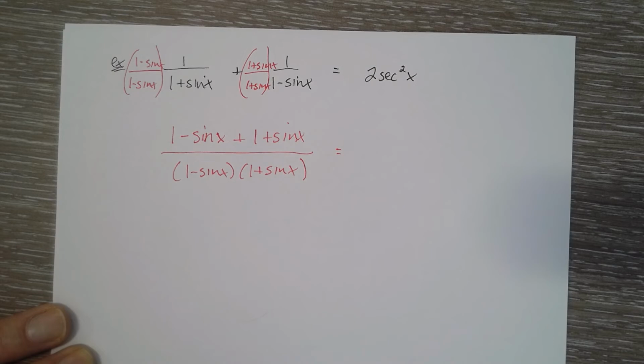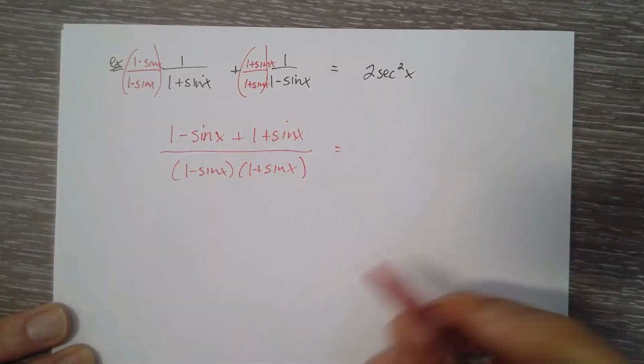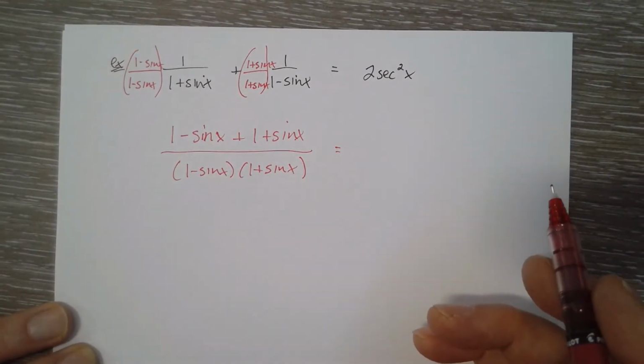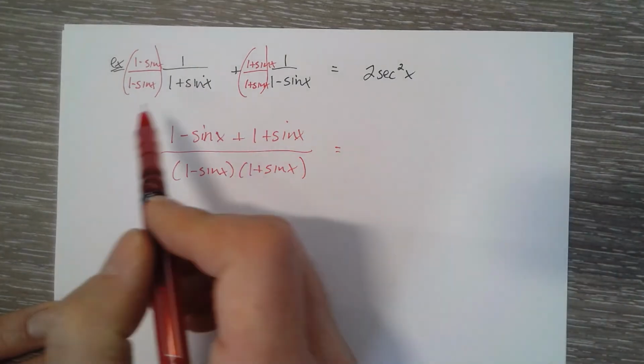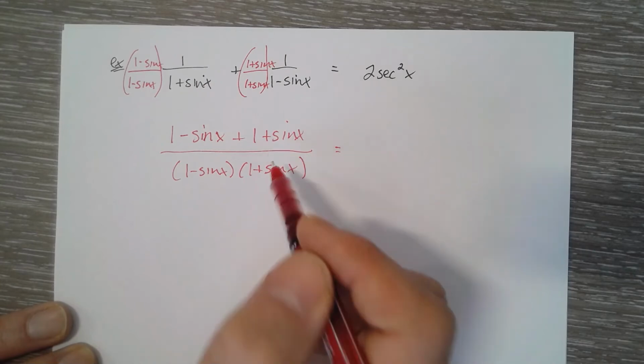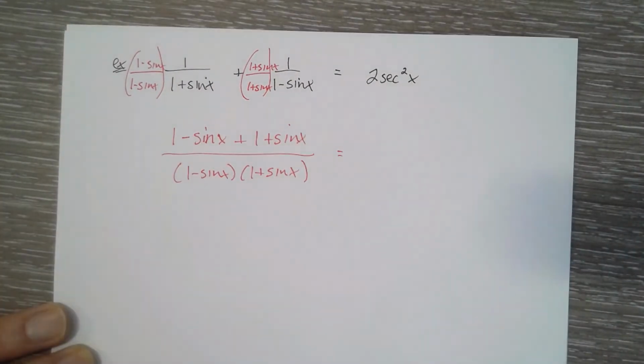Somebody said cross those out. Cross what out? Can I cross these 1 plus sine x and 1 minus sine x's out? You aren't the only one to think of that. No, you cannot do that because you're not multiplying on top, you're adding them. If it was 1 minus times 1 plus, then you could cross them off.